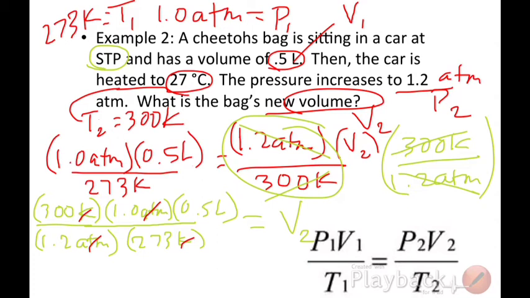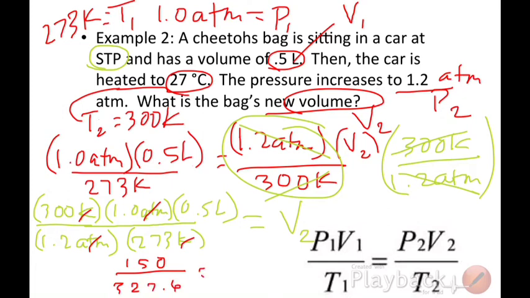And now we're going to just multiply and then divide this out. So we're going to do 300 times 1, which is still 300, times 0.5, which you guys know is the same thing as dividing by 2. So now we have 150 on the numerator, and then we divide that by 1.2 times 273. So we'll rewrite it. We have 150 in the numerator, and let's see what 1.2 times 273 is. 1.2 times 273 is 327.6.